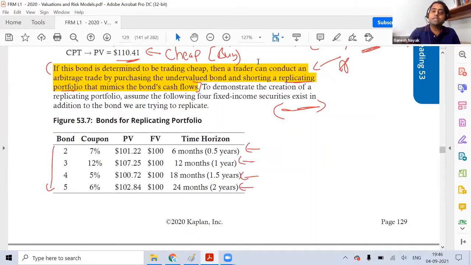Now, in the exam also, you will get something similar if they ask you. They are going to ask you to construct a replicating portfolio using these 4 bonds. It's a very simple process. What you have to do is keep in mind that whatever was the cash flow of bond 1, the replicating portfolio should be able to match that cash flow. That is what is needed.